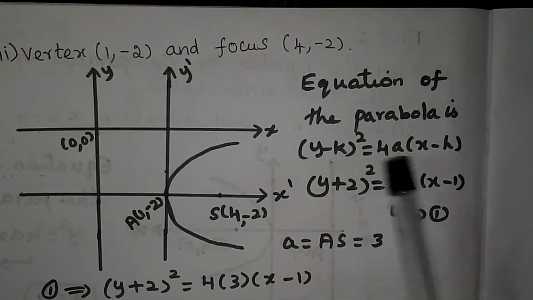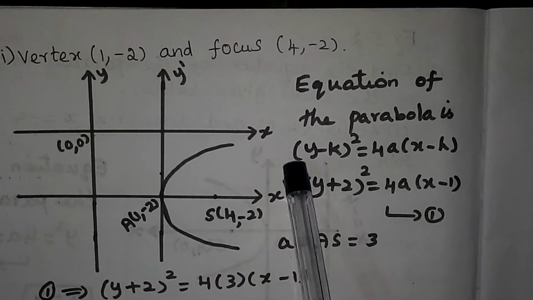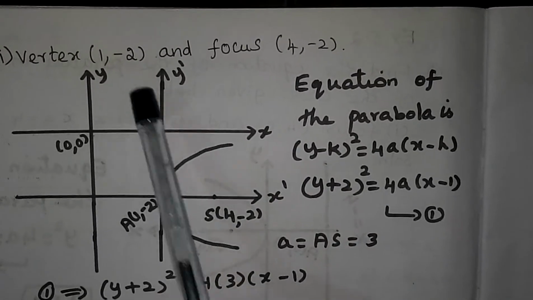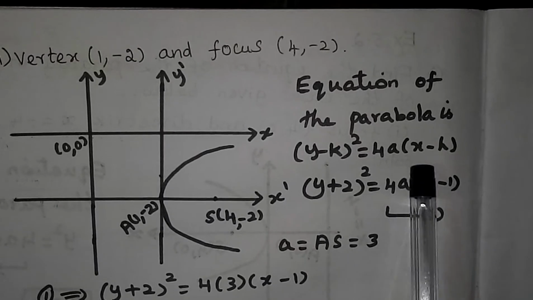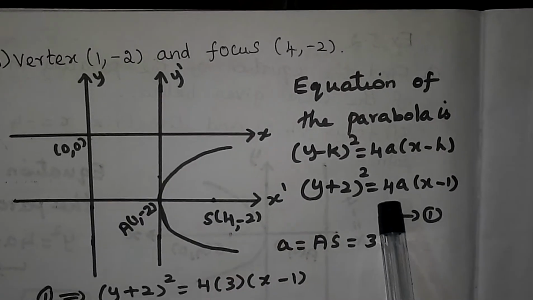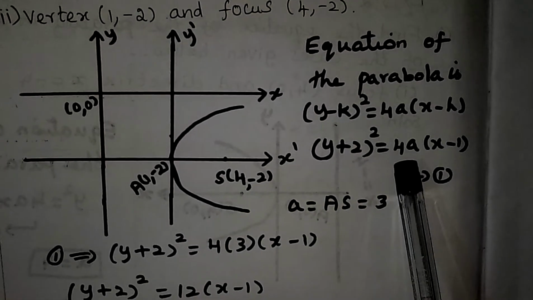So h comma k is the vertex. H value is 1, k value is minus 2. So y minus k means y minus of minus 2, it will become plus 2. The whole square equal to 4a into x minus h, it is x minus 1. You can mark it as equation 1. So now we need the value of a, isn't it?